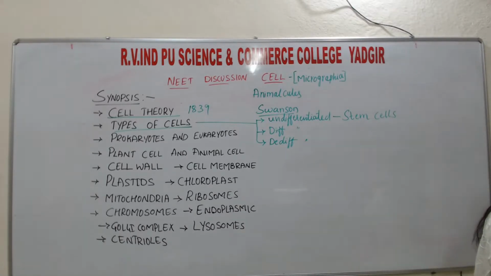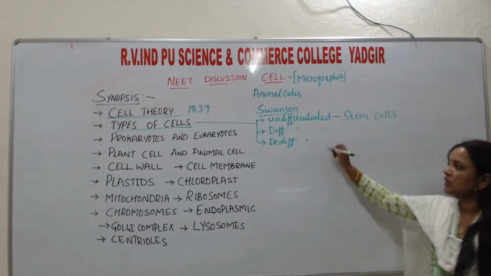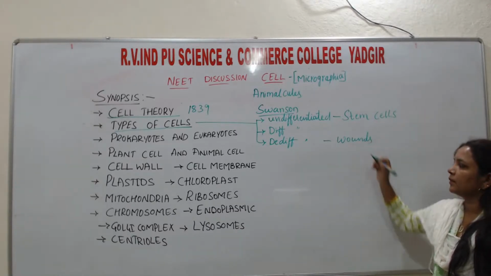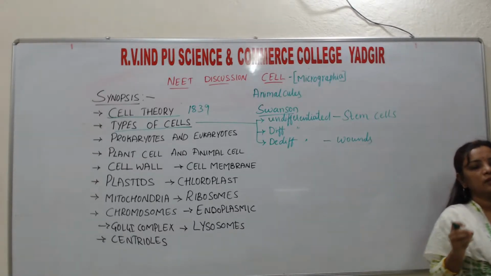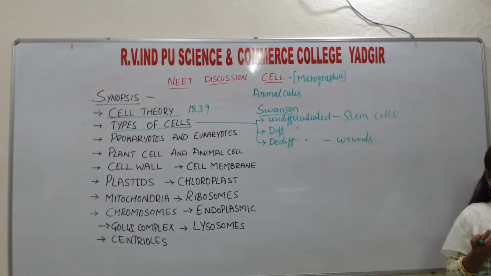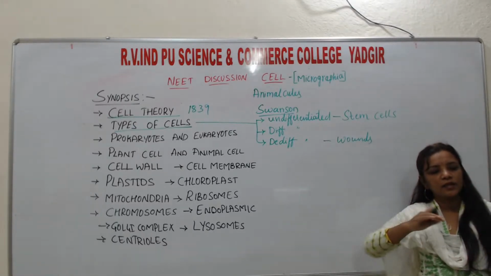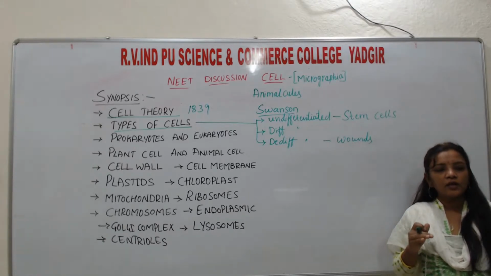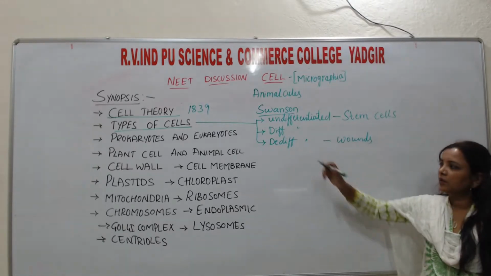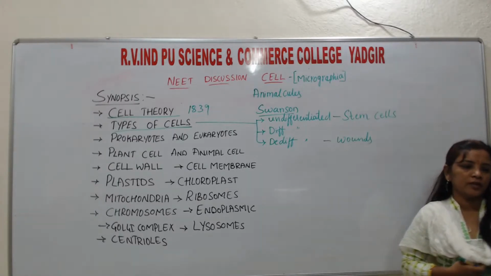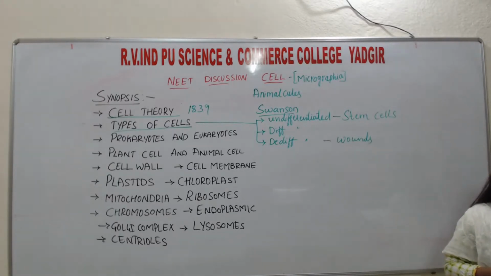De-differentiation: healing of wounds. If any injury takes place, such as a rupture or some wound on the skin, after some time that wound will be cured. Why? Because of de-differentiation, new cells will be formed.